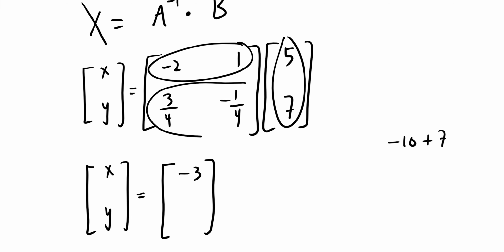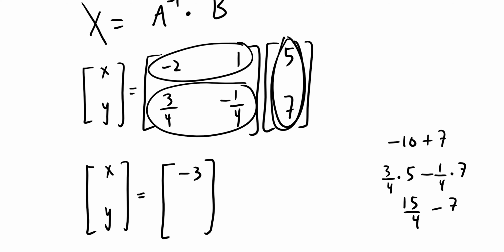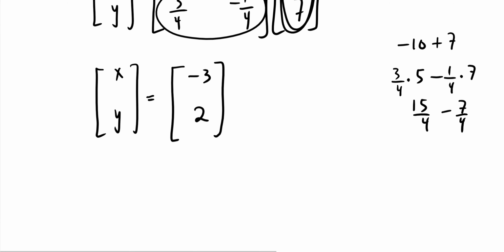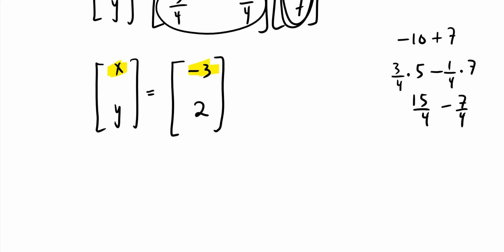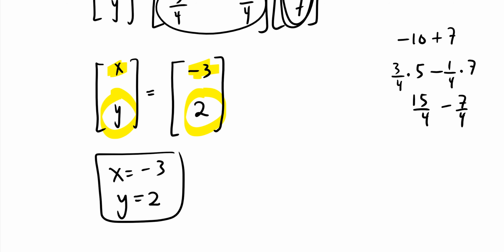Next row, this row by the column. 3 over 4 times 5, and there's a minus 1/4 times 7. So 15 over 4 minus 7 over 4. That gives me 8 over 4, which is 2. So from here, you can see that x should equal negative 3 and y should equal 2. That's what we're looking for.